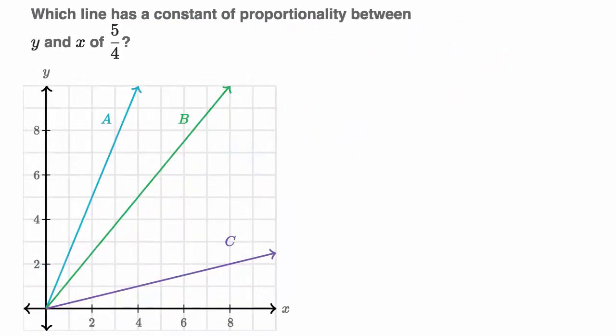So here we have, which line has a constant of proportionality between y and x of 5/4? So pause the video and see if you can figure that out. So the key realization is we should test points on these lines. We should test xy pairs and say, well, look, if we take our y divided by x, do we get 5/4? Because that would be our constant of proportionality.